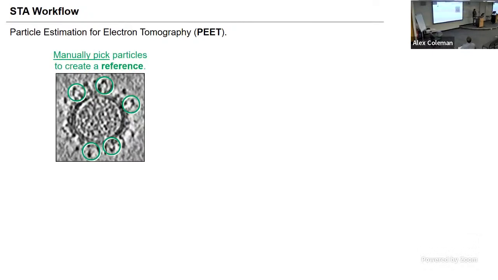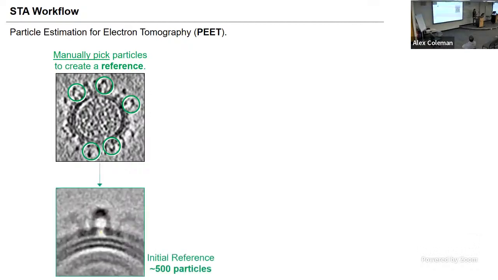I use a program called PEET, or Particle Estimation for Electron Tomography, which again is open source software which will help align all your particles together, and brings all the algorithms together to help you do this. You start by manually picking a load of particles, things that you think are a glycoprotein spike, to give it an idea of what you're looking for. We start off with this very blurry spike sticking out of a virus membrane. This is about 500 particles.